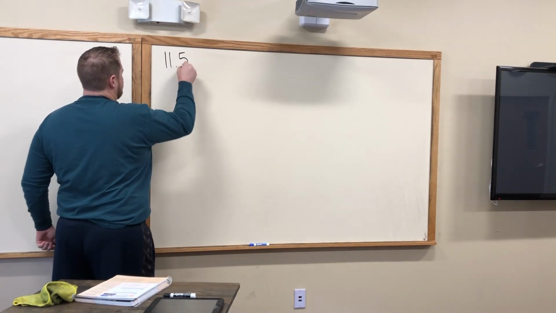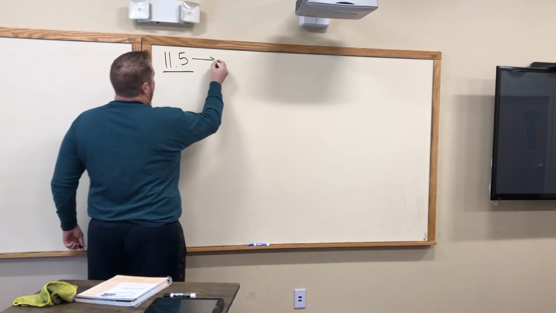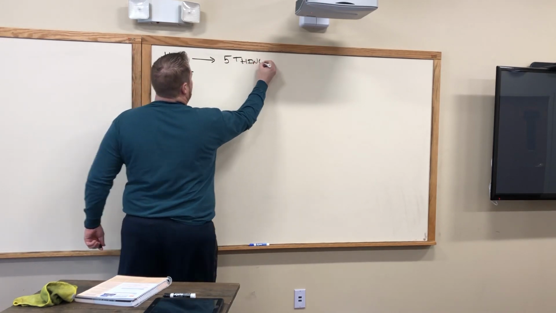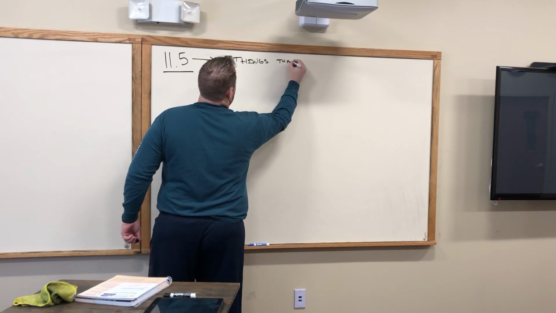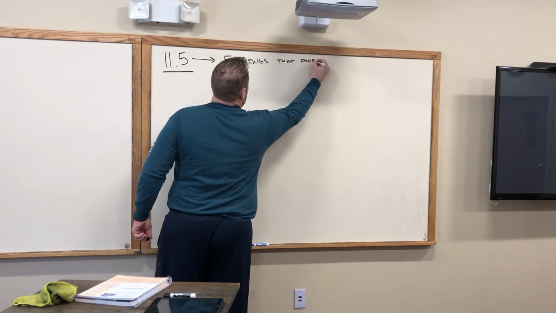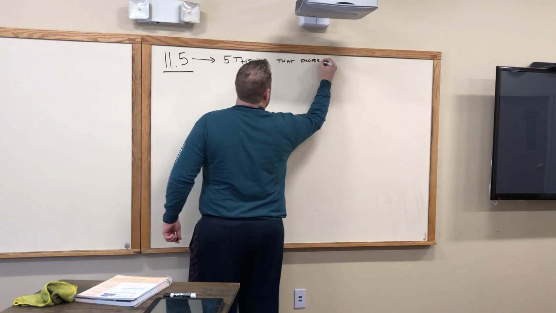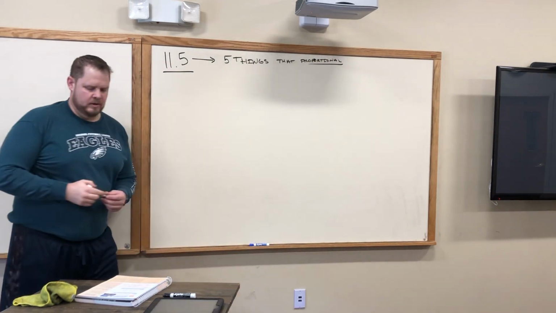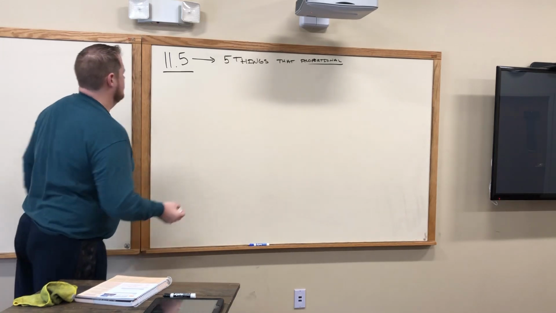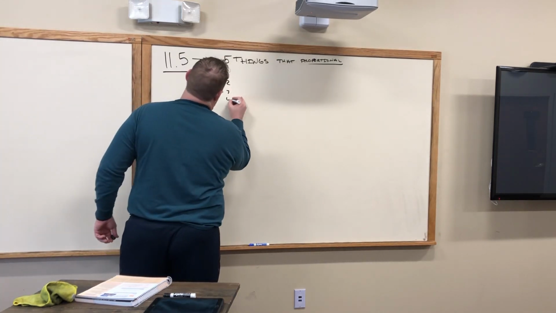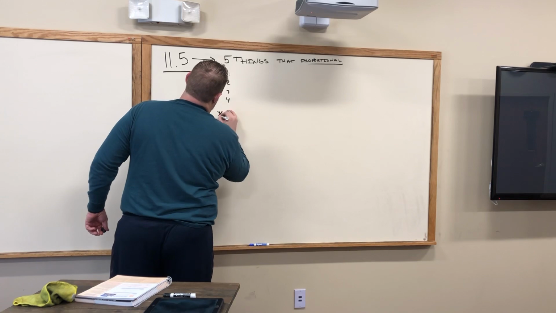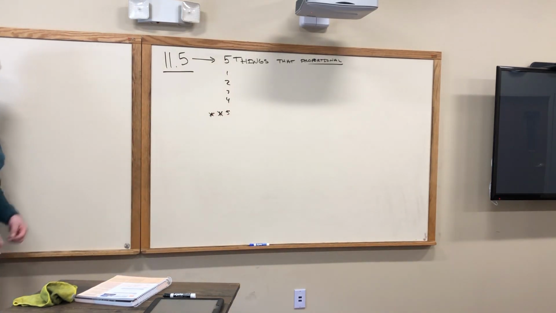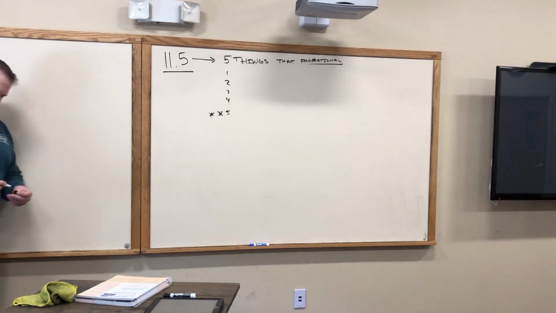All right, so 11.5. There are five things that are proportional that we're going to talk about today. Okay? First one, second, third, fourth. The fifth has a star, and it has two stars. I'll explain that when we get to that. So let's start with the first four.